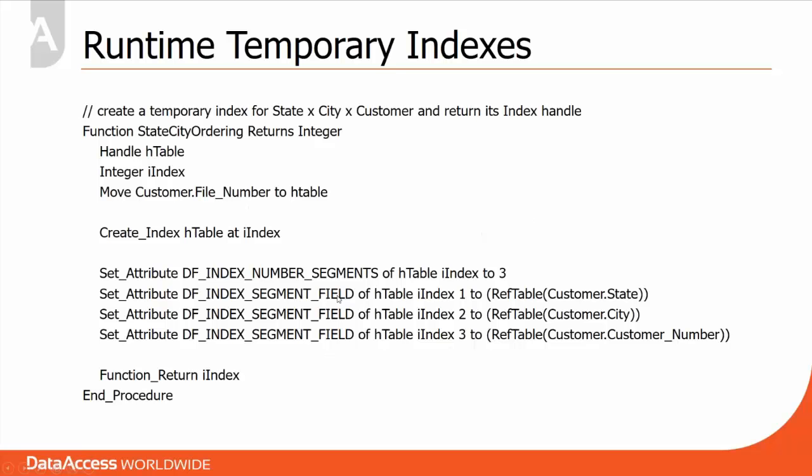Well, you go in and you basically create something to create the index. In this case, it's a function. We get a handle. We have an index number. We're using the customer table here. We're going to create the index. We're going to tell it there's 3 segments. We're going to add the 3 segments, and then we're going to return the index, and now it's usable by the rest of your application. And you would do it like that.